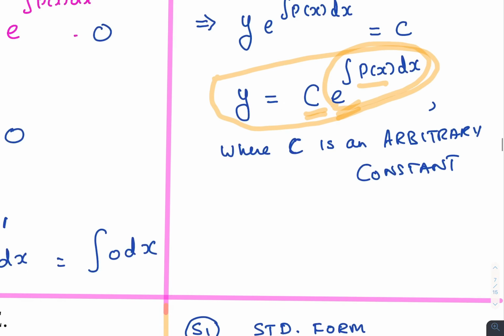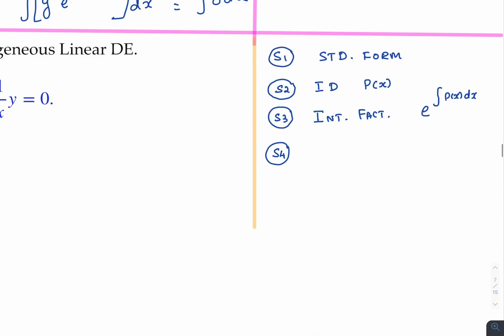I think I may have made a mistake in here. There should be a negative, by the way. Then you write y times e to the integral of p of x dx equal to c, and the next step is to solve for y. That is a very similar process that we're going to use for the non-homogeneous case as well.